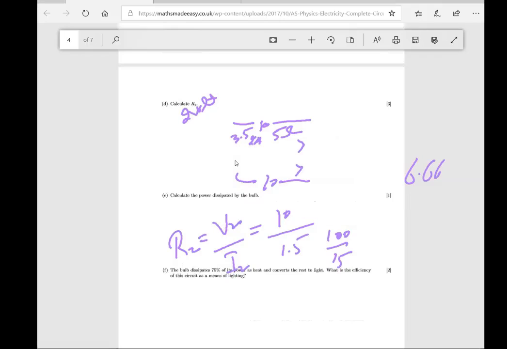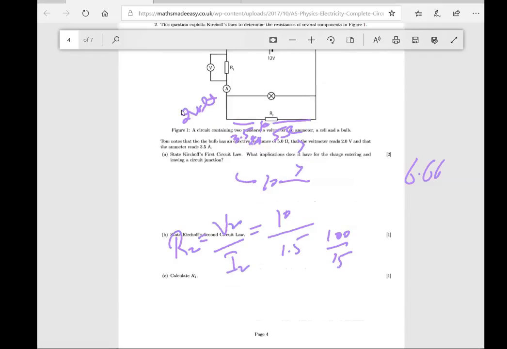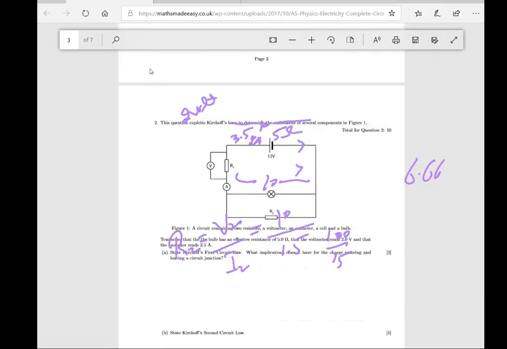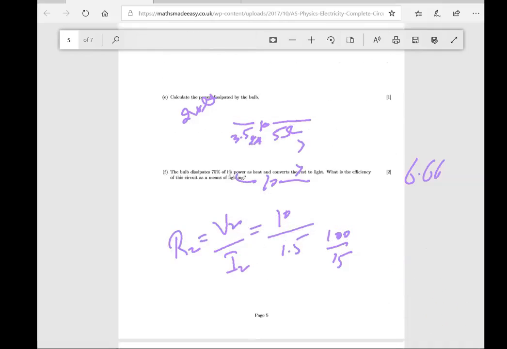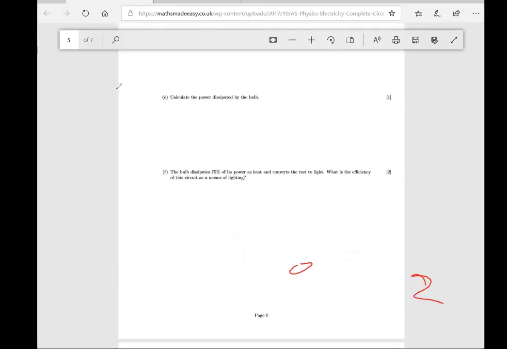Calculate the power dissipated by the bulb. Easy. P equals IV. The current is 2 amps times 10 volts, which is 20 watts. The bulb dissipates 75% of its power as heat and converts the rest to light. So just do 0.25 times 20 watts, which equals 5 watts.